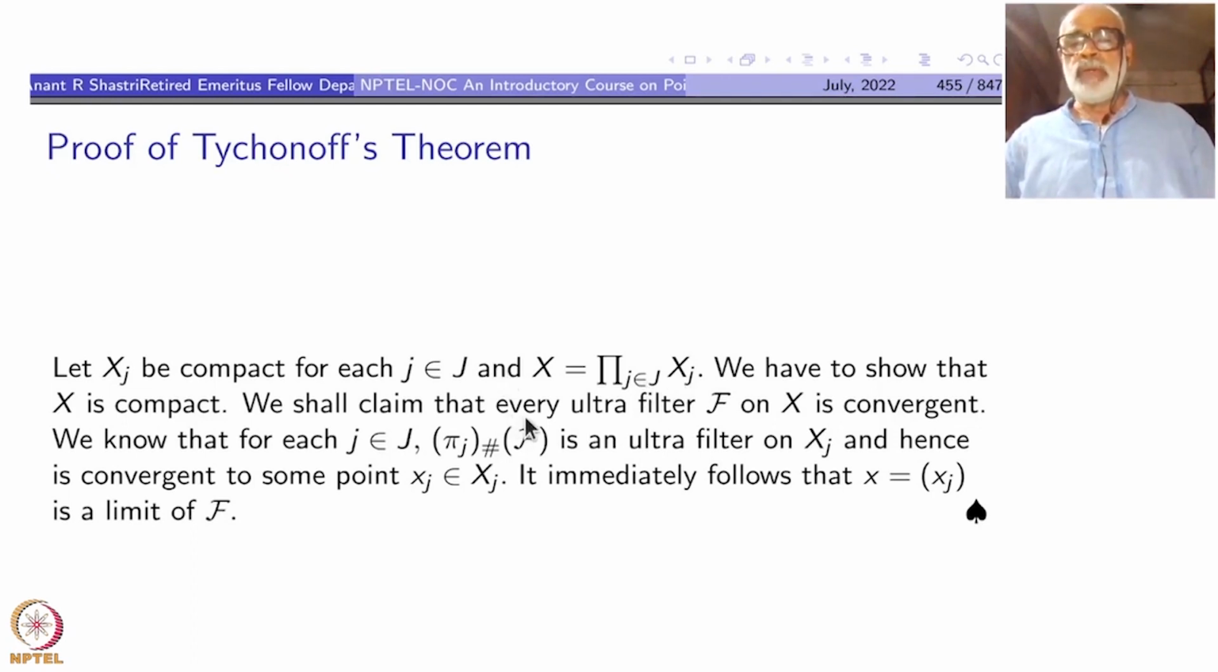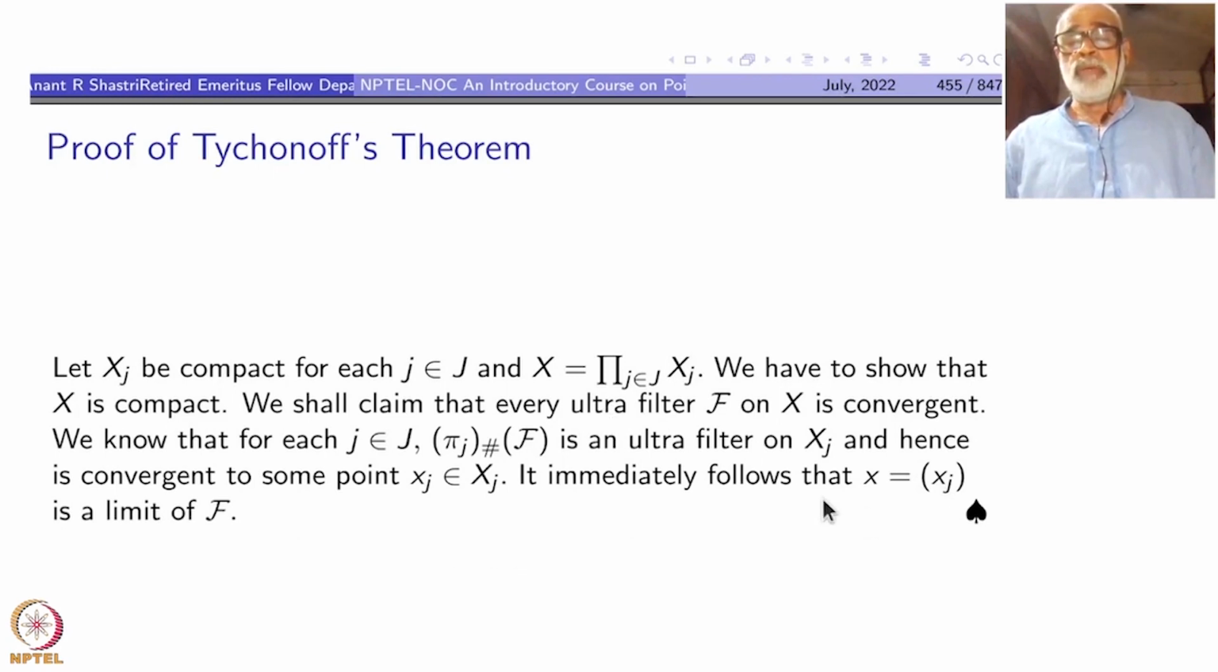So what we shall do is show every filter on this product is convergent. For each j, look at pi_j check of F. Just now we proved that pi_j check of F is an ultrafilter on X_j, right? But X_j is compact, so it converges to some point little x_j inside X_j. Now it is a matter of just easily verifying, using the product topology, that this point x, whose jth coordinate is x_j, is a limit point of F.